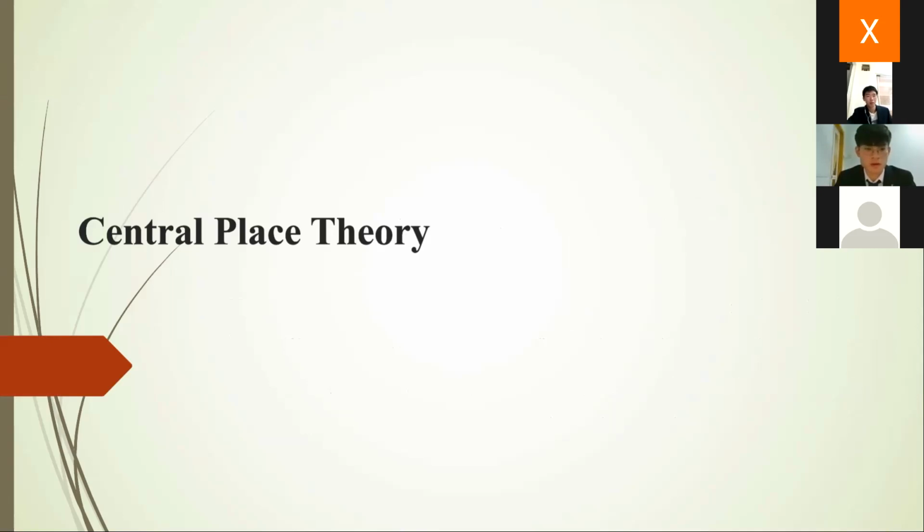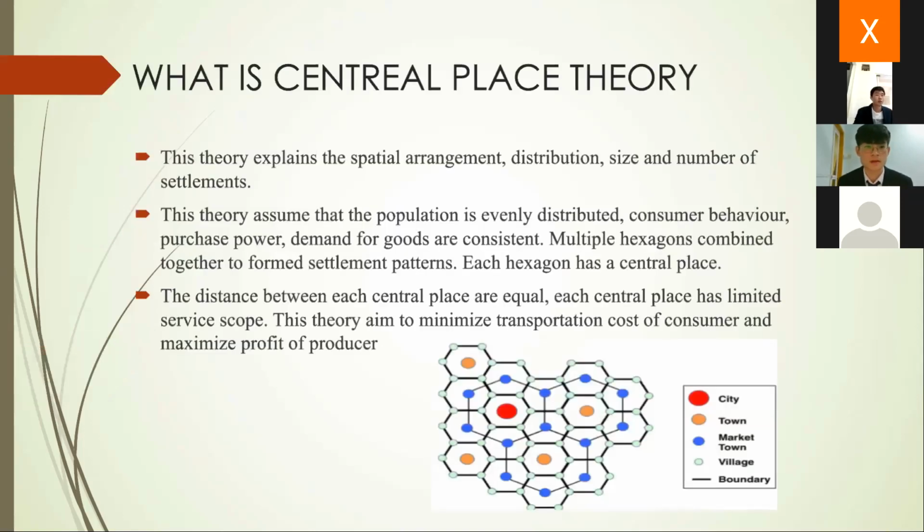So I'm going to talk about another model called central place theory. What is central place theory? This theory explains the spatial arrangement, distribution, size, and number of settlements. This theory assumes that the population is evenly distributed, and consumer behavior, purchasing power, and demand for goods are consistent. Multiple hexagons combine together to form settlement patterns. Each hexagon has a central place.